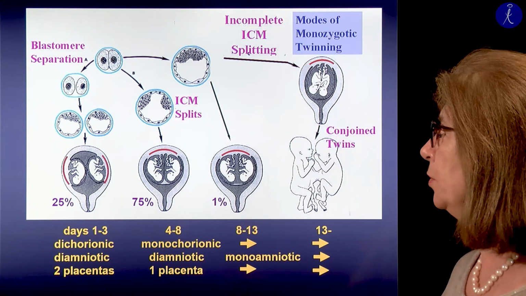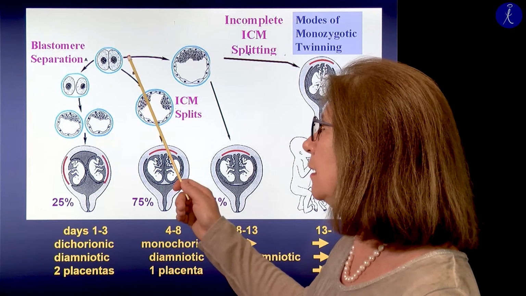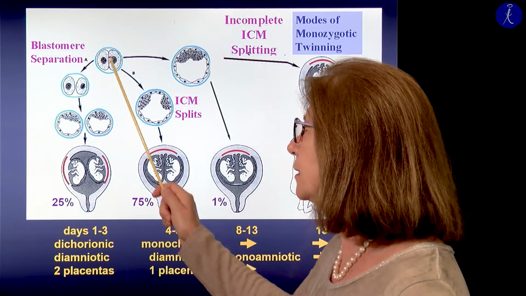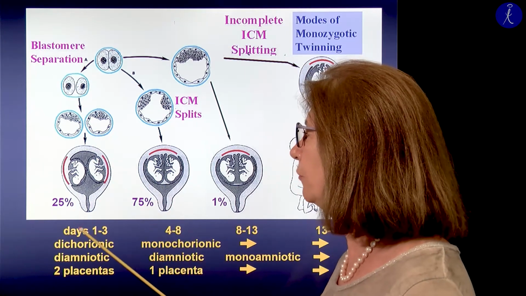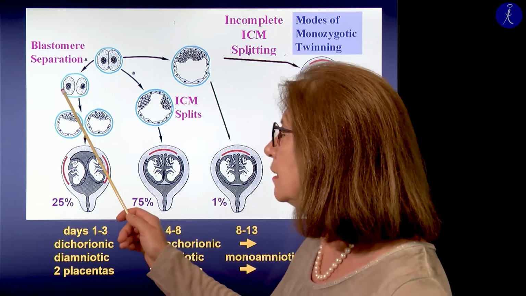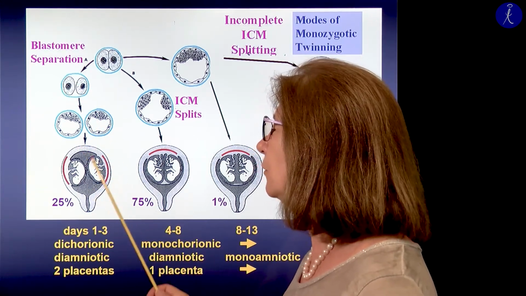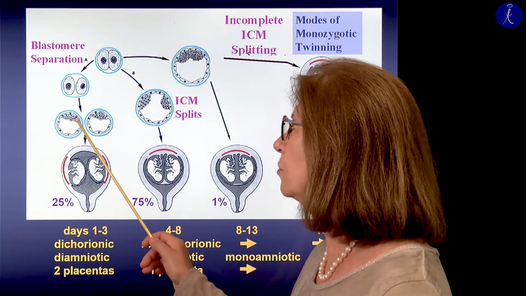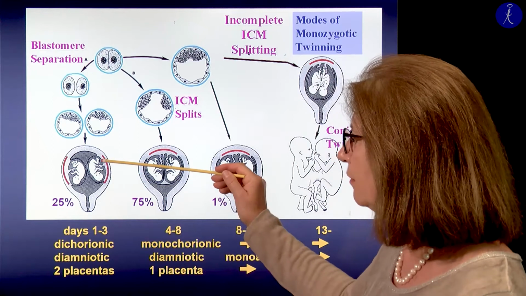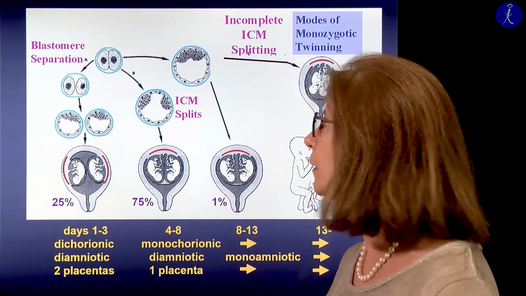Monozygotic twins, how do they form? We have a fertilized zygote in the 2-cell stage, and it may happen in the first days after the fertilization that in the 2-cell stage they get separated, and from the 2 separate cells you will have 2 blastocysts. In this case, of course, you will have 2 amnions, 2 chorions, and 2 placentas.